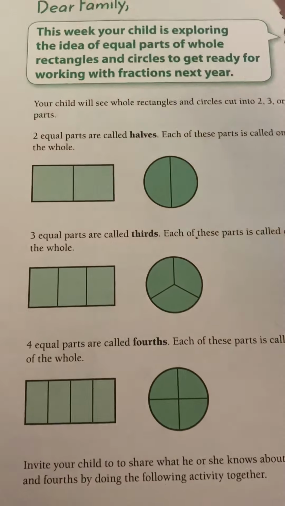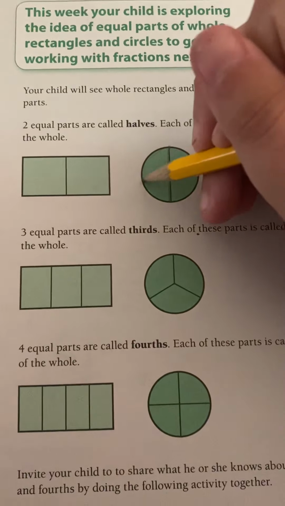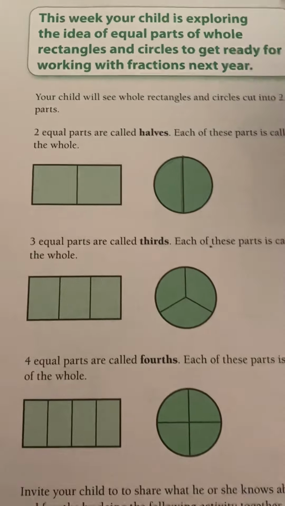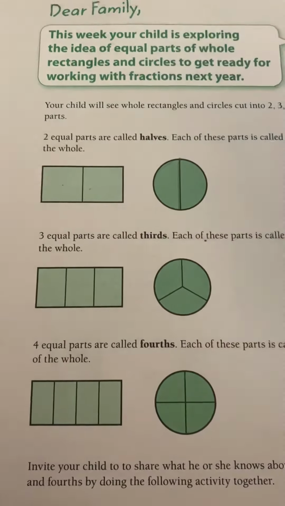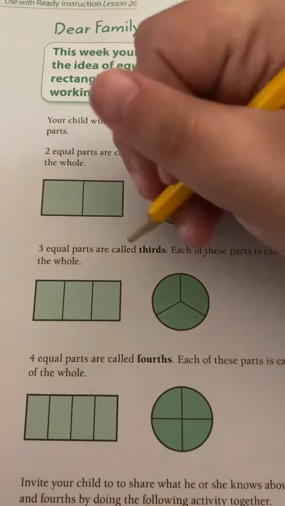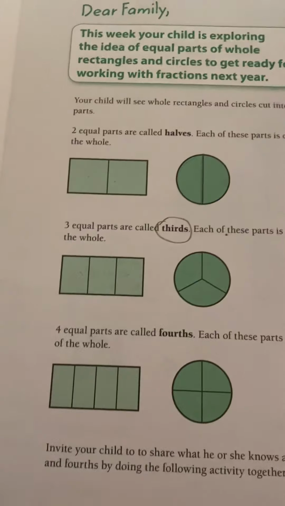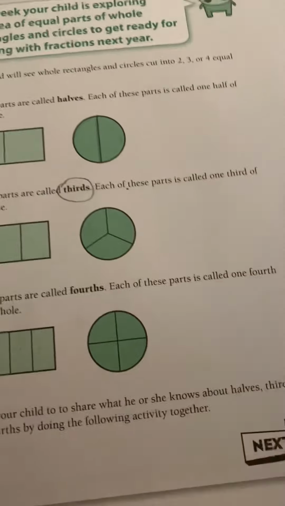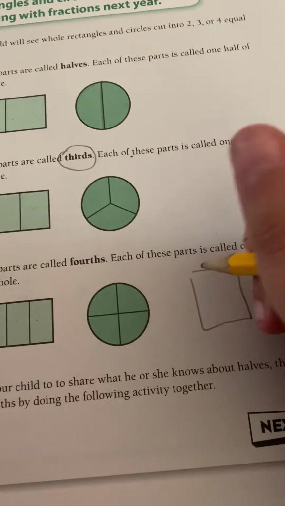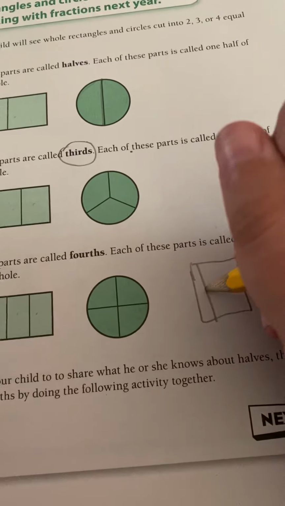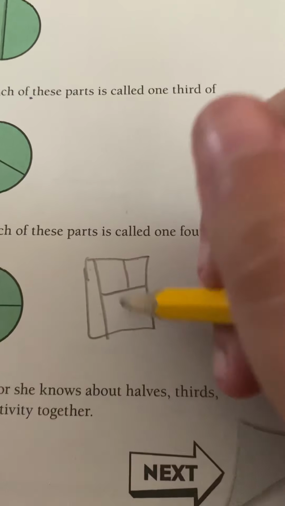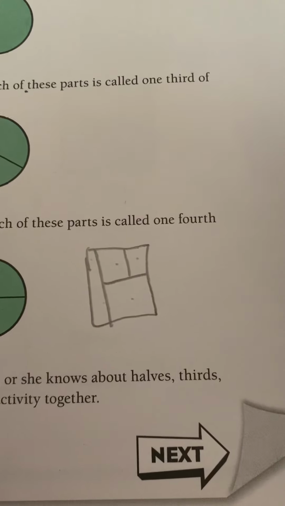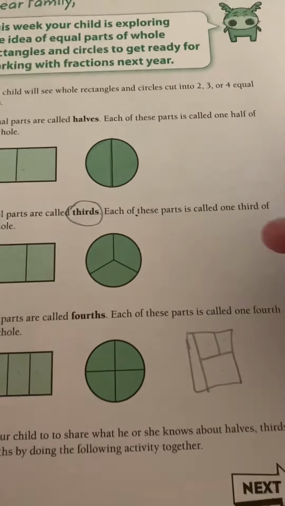So if you look right here, both of these parts have the same amount. They're 2 equal parts. This one is 3 equal parts, so it's called thirds. This is 4 equal parts, and it's called fourths. Now, if I drew a square, this has 4 pieces, but they're not all equal. So for it to be fourths, thirds, or halves, the pieces have to be equal.